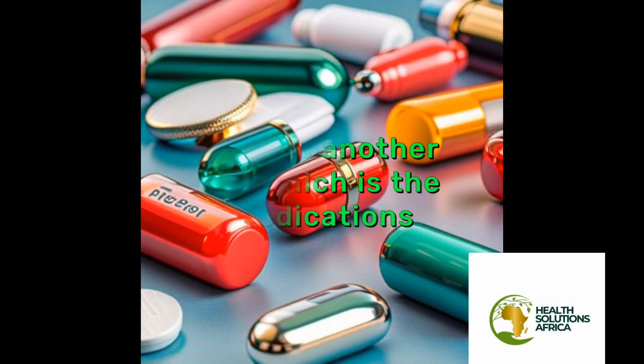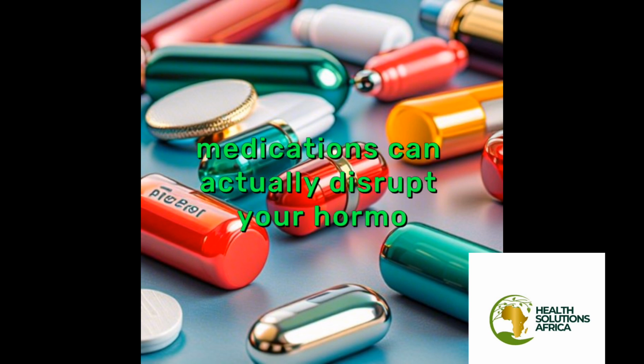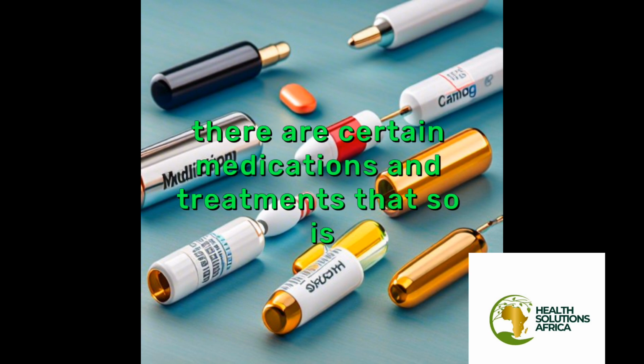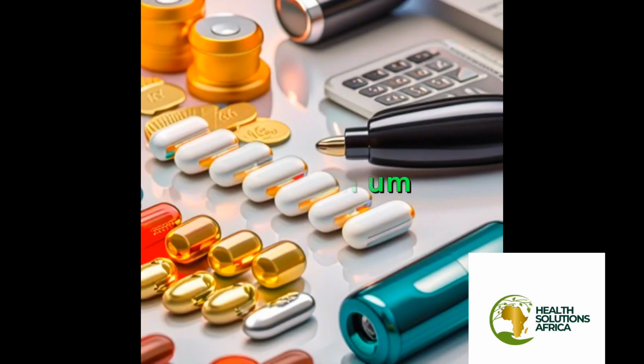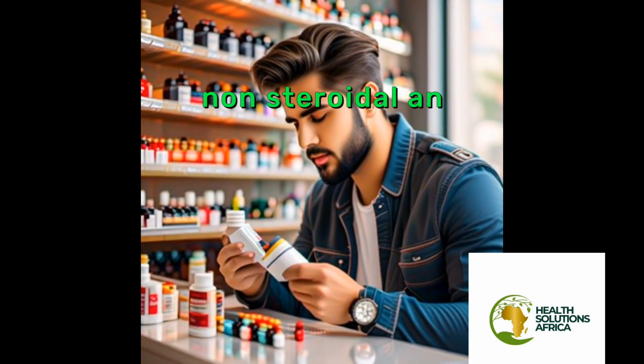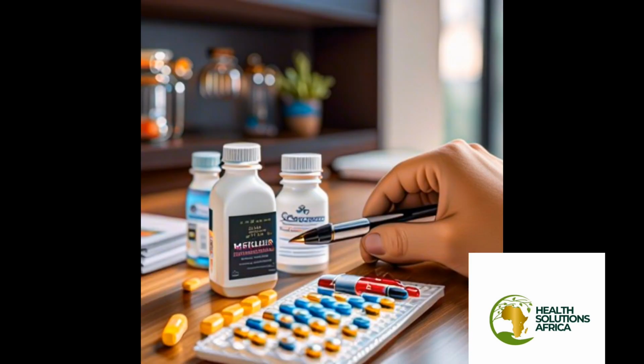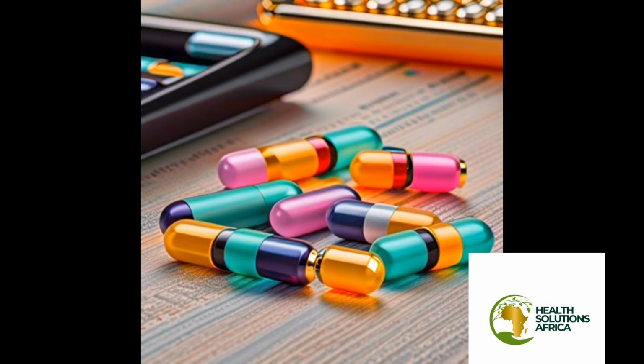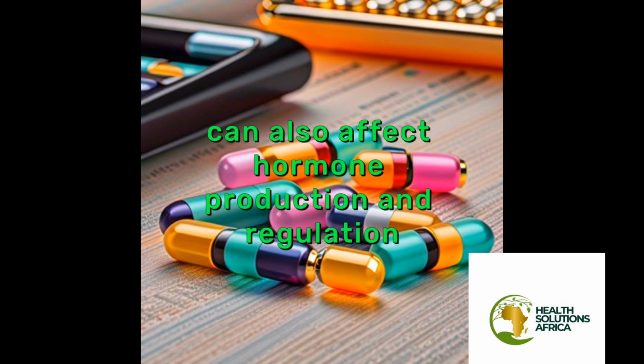And there is another one, which is medications. Medications can actually disrupt your hormones. There are certain medications and treatments that can cause an imbalance in your hormones. Things like steroids, non-steroidal anti-inflammatory drugs, contraceptives, hormone replacement therapy. All of these can affect the levels of your hormones and lead to hormonal imbalance. Chemotherapy and radiation for cancer treatment can also affect hormone production and regulation.